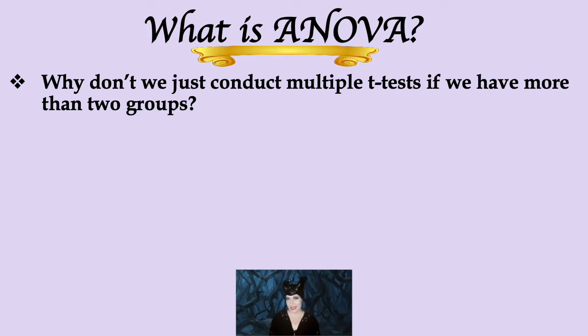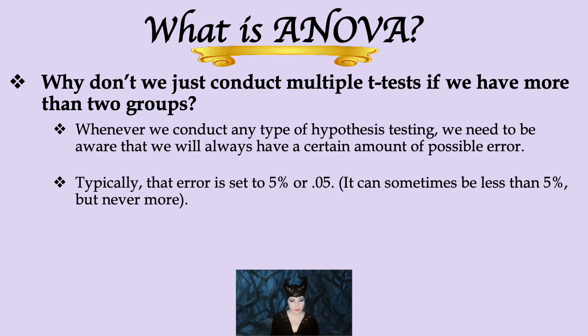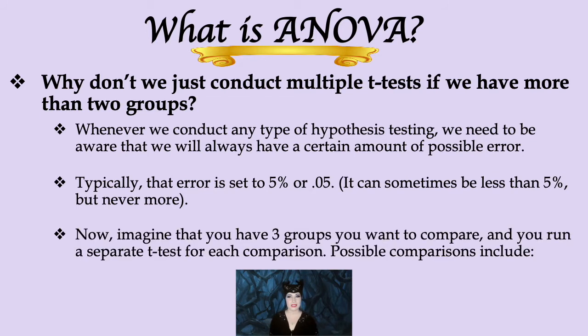Whenever we conduct any type of hypothesis testing, we need to be aware that we will always have a certain amount of possible error. Typically, that error is set to 5% or 0.05. It can sometimes be less than 5%, but never more. So if you think back to step 3 of hypothesis testing, we usually set our alpha level at 0.05. That means we're willing to accept a 5% chance of error and a 95% chance of being correct about our decision.